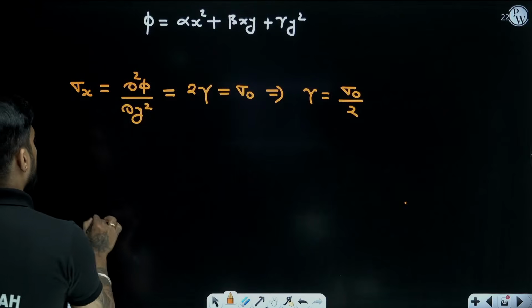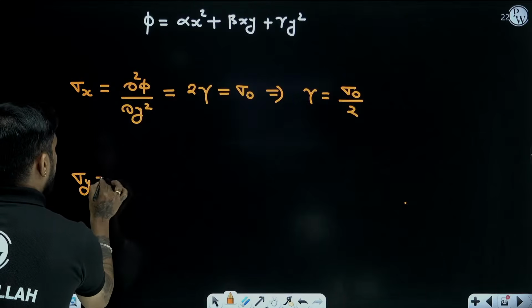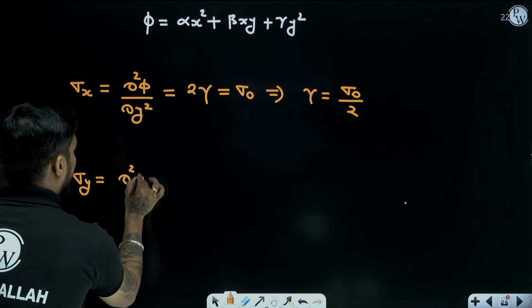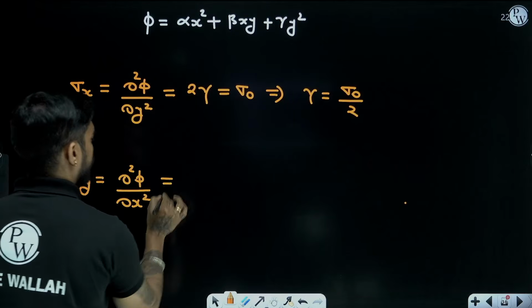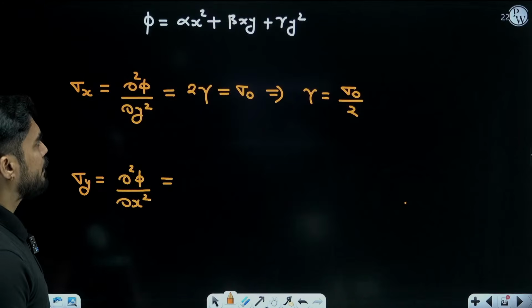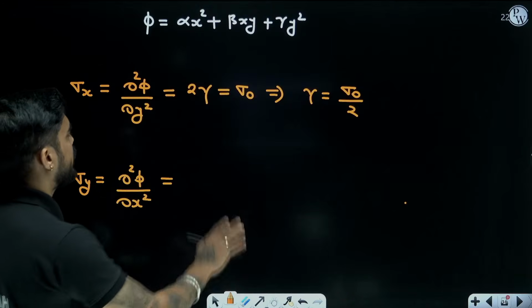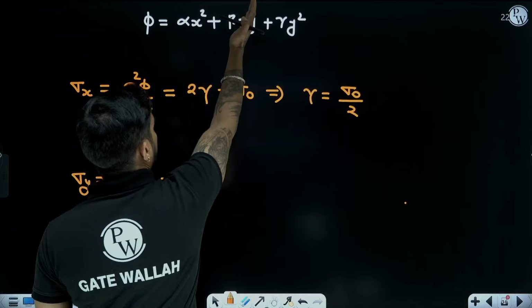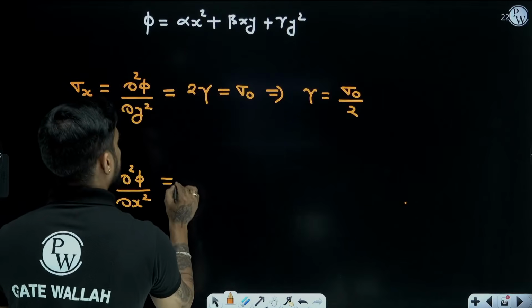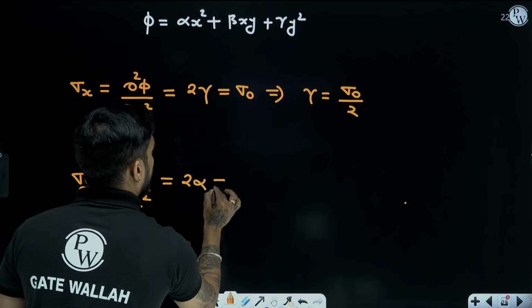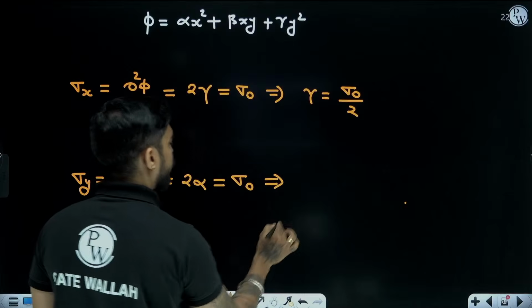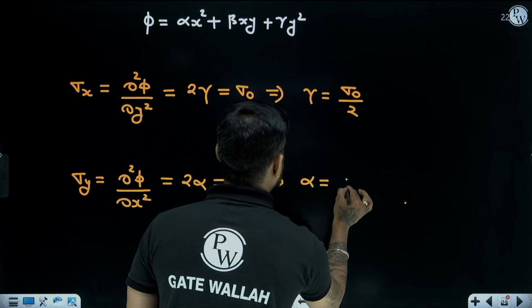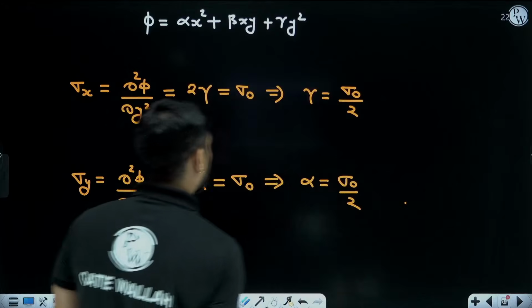Similarly, sigma y will be equal to dou square phi by dou x square. So if you differentiate it with respect to x 2 times, this will become 0, this will become 0, this will become 2 alpha. And sigma y is also sigma naught. So from here, alpha will be sigma naught by 2.